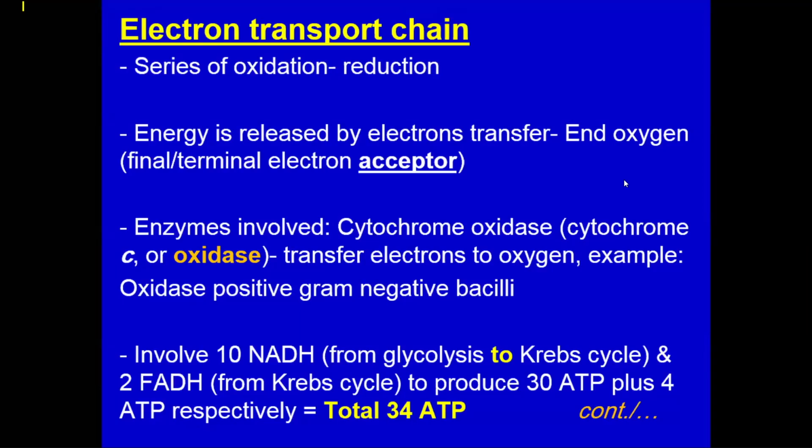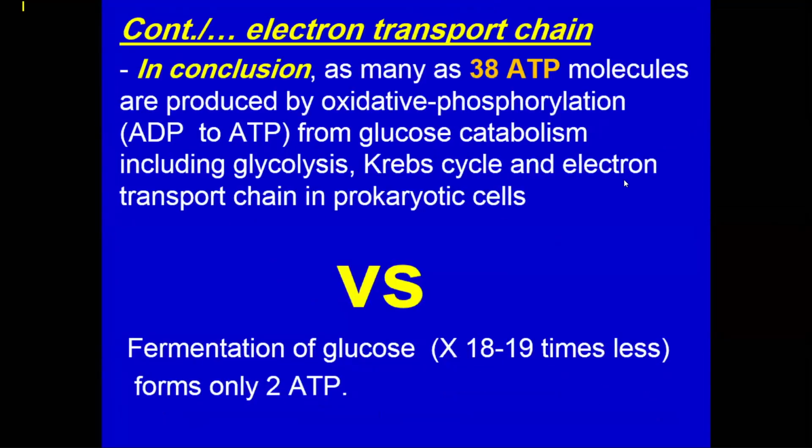Okay, the electron transport chain is going to involve 10 NADH that came from glycolysis and the Krebs cycle, and 2 that we said from the Krebs cycle. Each of the 10 NADH multiplied by 3 gives 30 ATP, and we get 4 ATP from FADH, 2 times 2, so we get 34 ATP. We have 2 from glycolysis, so it becomes 36. So in conclusion, as many as 38 molecules will be produced by oxidative phosphorylation.